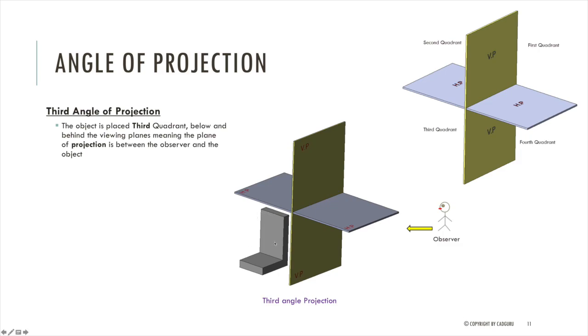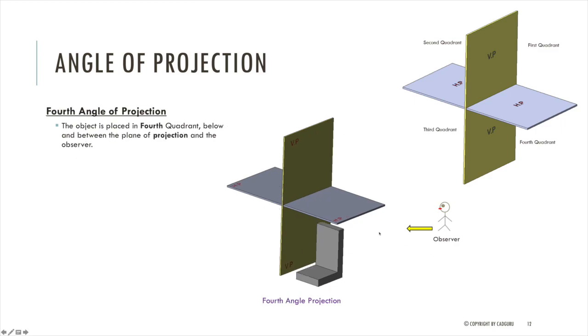In third angle of projection, you place the 3D object in the third quadrant, which means the object is below and behind the viewing plane, and the plane is between the object and the observer. As you can see in the picture, we place the 3D object in a third quadrant, and that 3D object is below the horizontal plane, and the vertical plane is in between the object and observer. Moving on to the next slide, fourth angle of projection.